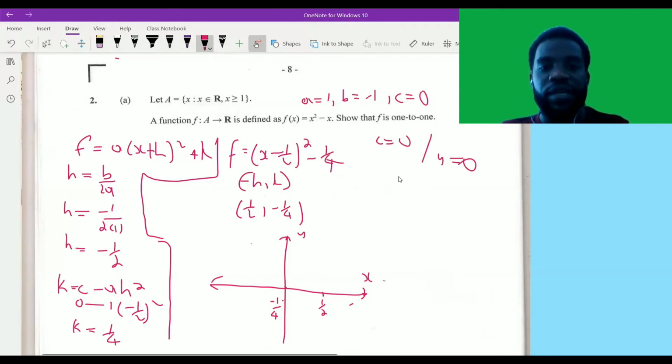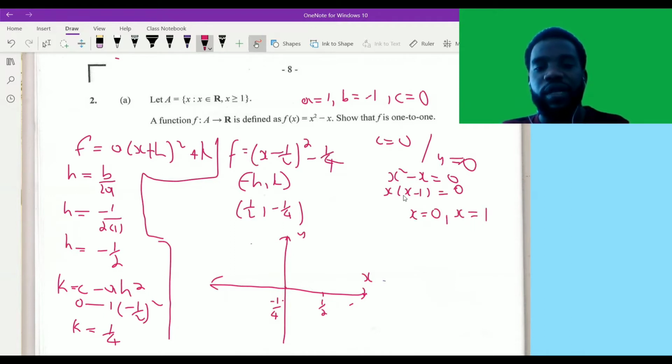But it's also going to cut the x-axis somewhere else. How do I know that? I equate the entire function to 0. We can factorize this. Two things multiply to give you 0, so one of them must be 0. So x must be 0, or we can say x equals 1, right? x − 1 is 0. So we know it's going to cut the x-axis at 1 as well.